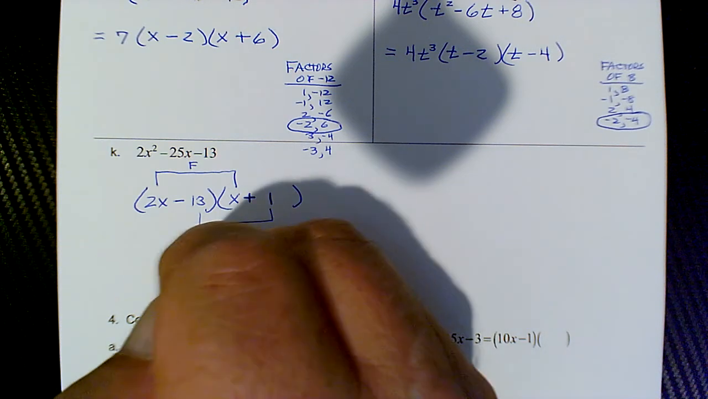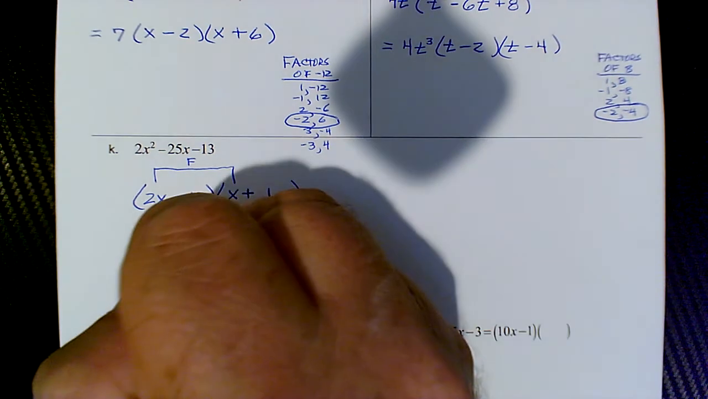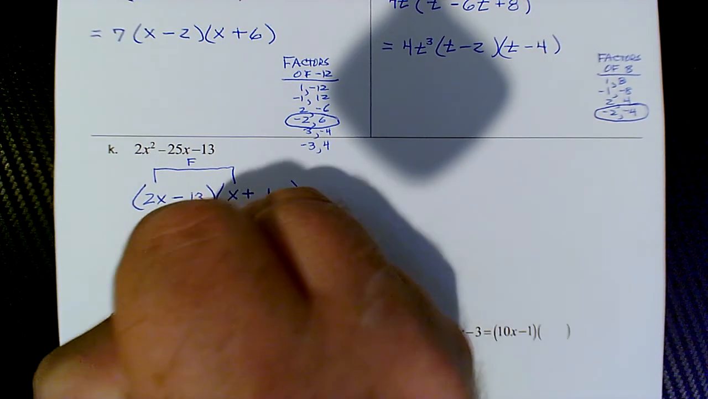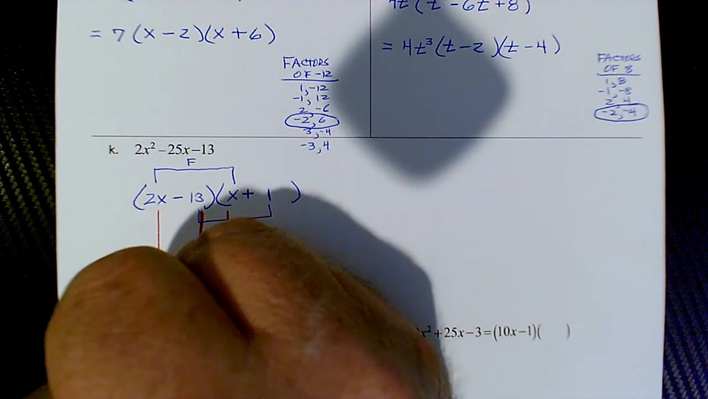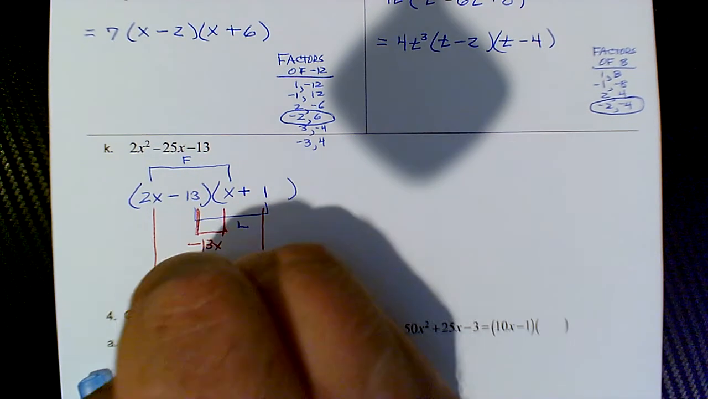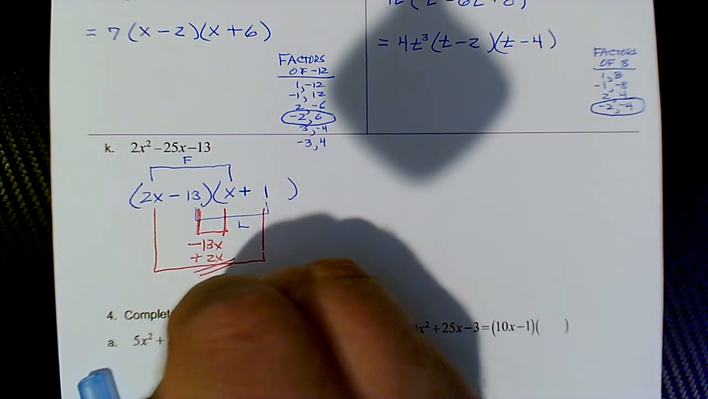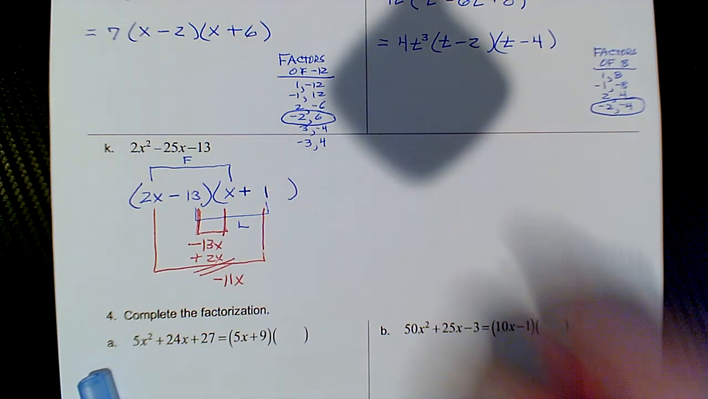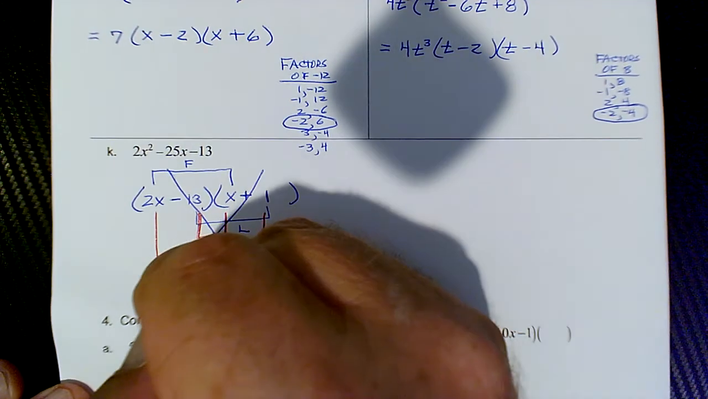But now let's check the inners and the outers. If we check the inner product, do it this way with the red, that's negative 13x. The outer product is positive 2x. That combines to give negative 11x, and that's not what we're looking for. So that's the wrong factorization.